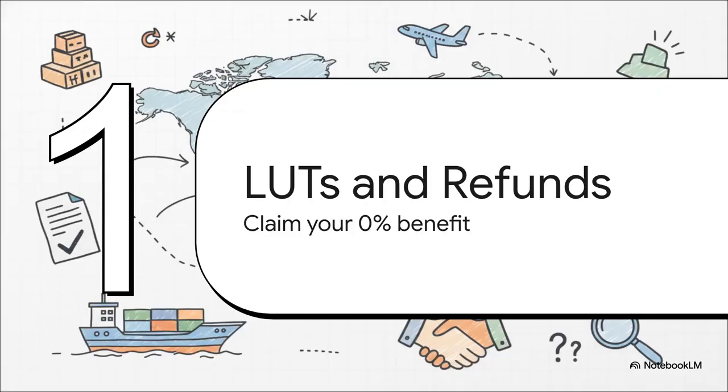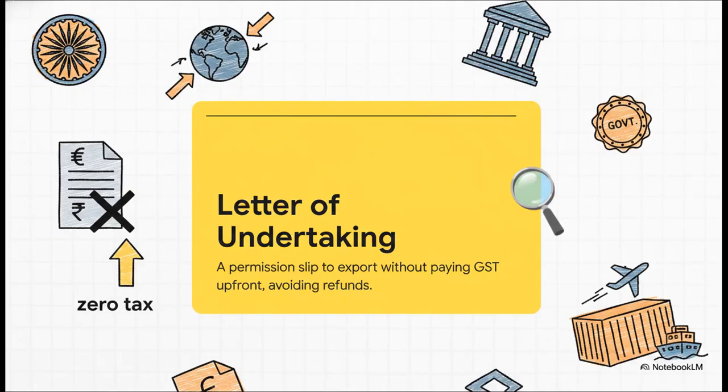All right, Section 5, Understanding LUTs and Refunds: how to actually claim your 0% benefit. Say hello to the most important document in your arsenal, the LUT, or Letter of Undertaking. Filed under the Central Board of Indirect Taxes and Customs, the LUT is essentially your golden ticket, your no-tax permission slip from the government. It allows you to export your goods or services without paying any GST upfront, completely avoiding the incredibly tedious process of claiming a cash refund later.